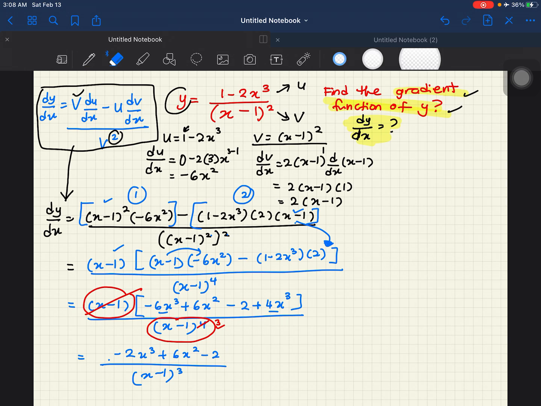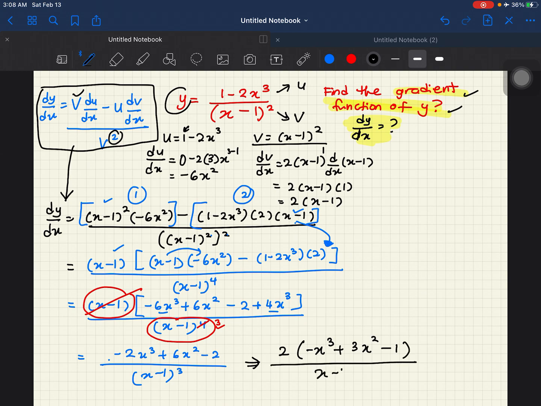You can just leave your answer like that. Dah tak boleh dah simplify lagi. Oh, boleh simplify lagi. How? We take out 2 di luar. Kita ambil 2 kat luar. So, yang tinggal kat dalam adalah negatif x kuasa 3 tambah 3x kuasa 2 minus 1 over x minus 1 power of 3. Okay, that will be your dy over dx for this function, or the gradient function of y. So this is the gradient function, or dy over dx.